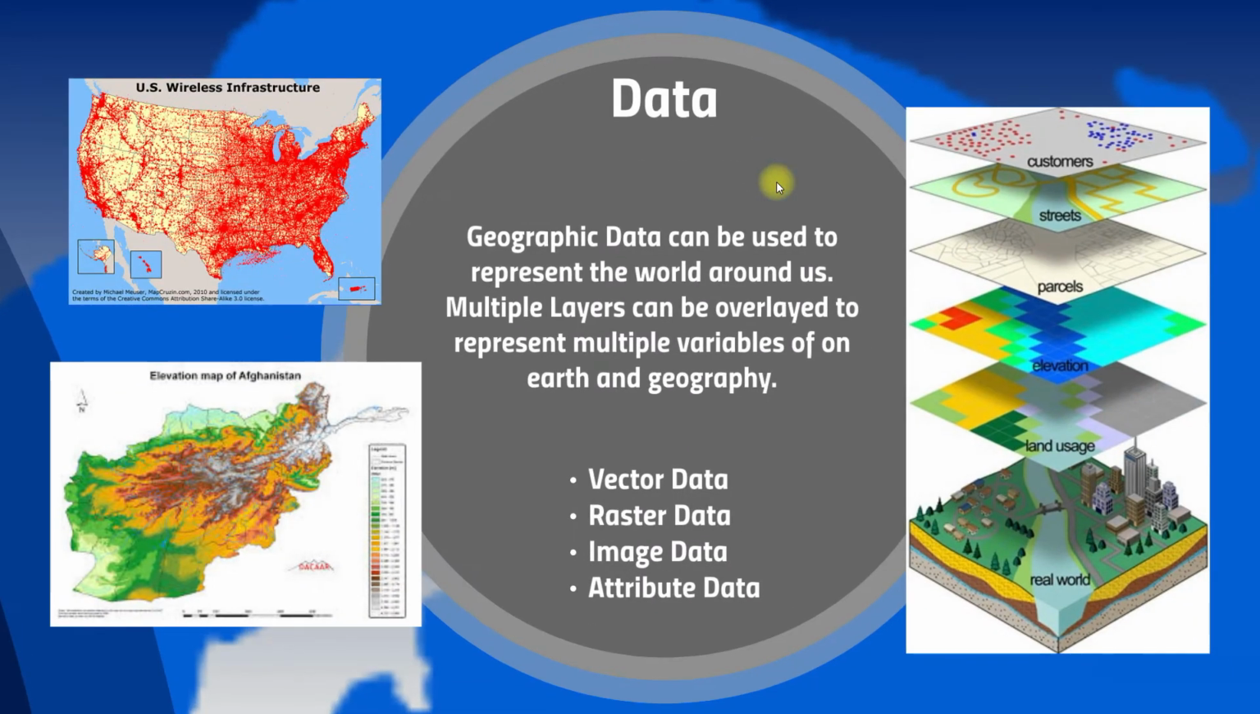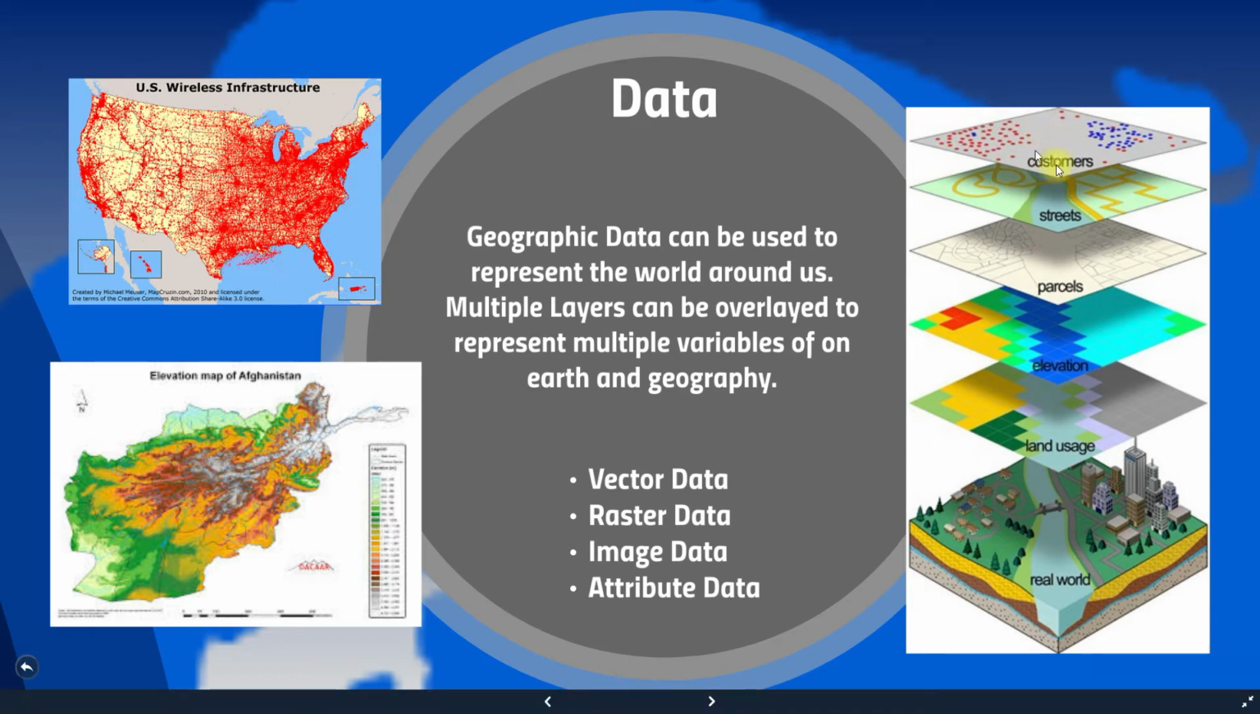So another thing is the data. Geographic data can be used to represent the world around us, right? Multiple layers can be overlaid to represent the multiple variables of the earth and geography, for example vector data, raster data, image data and attribute data. So you can see here the customers, streets, parcels, elevation, land use data and real world data. So anything, right?